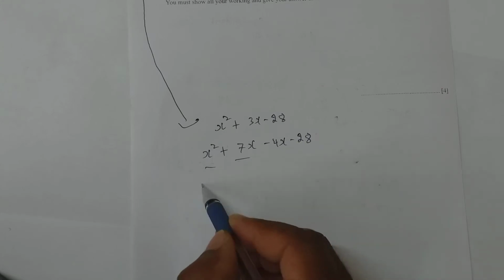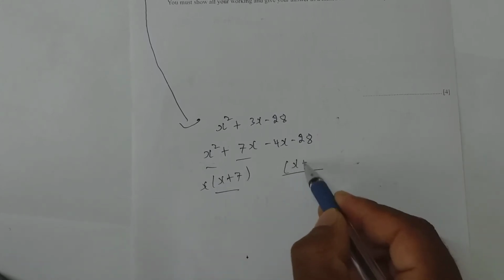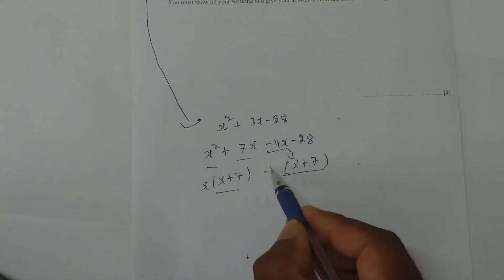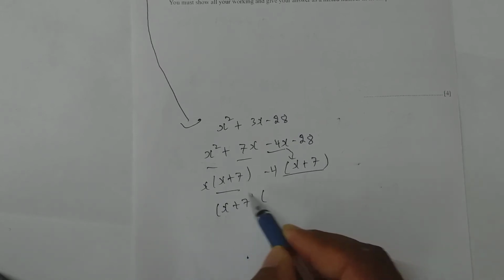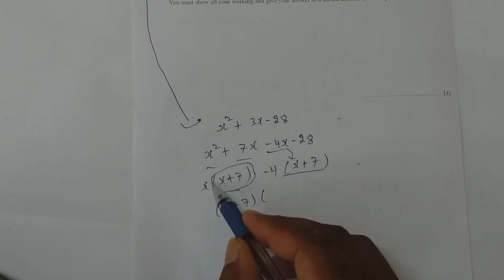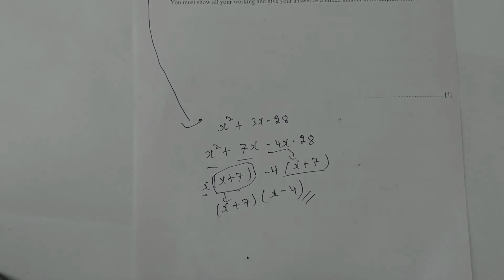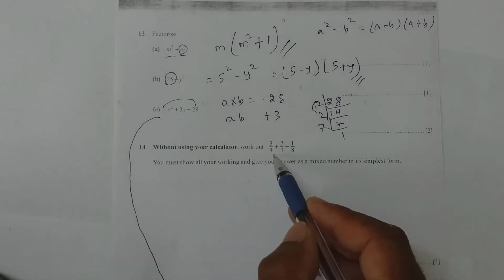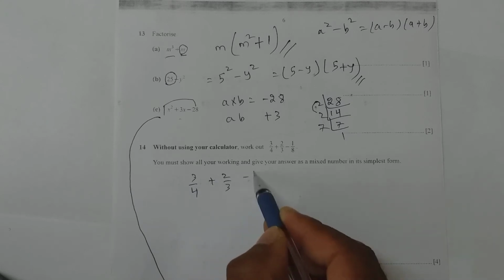So from these two terms take x common, you get x plus 7. So whatever you got here, here also you should get the same thing. So from minus 4x, x is gone inside, so left out is only minus 4. So your answer is (x plus 7), and x plus 7 I am taking common. So here x and here minus 4. This is the answer. Okay. Now next one. Without using a calculator, work out 3 by 4 plus 2 by 3 minus 1 by 8.